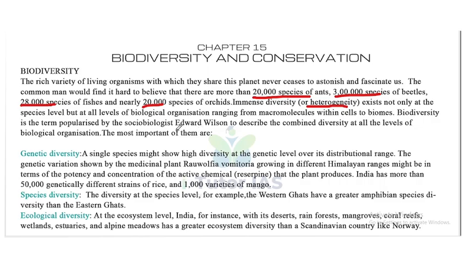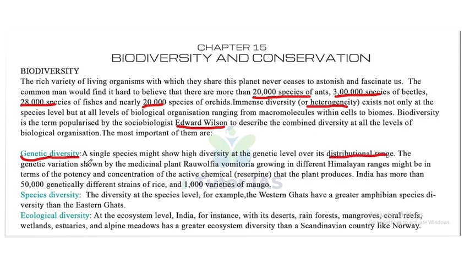Biodiversity is a term popularized by sociobiologist Edward Wilson. Just take a note of this name, Edward Wilson, to describe the combined diversity at all levels of biological organization. The most important of them is genetic diversity. It is nothing but the diversity at the genetic level over its distributional area.